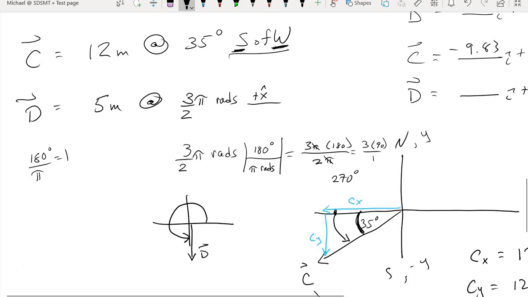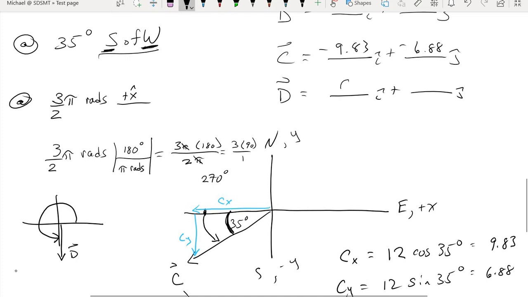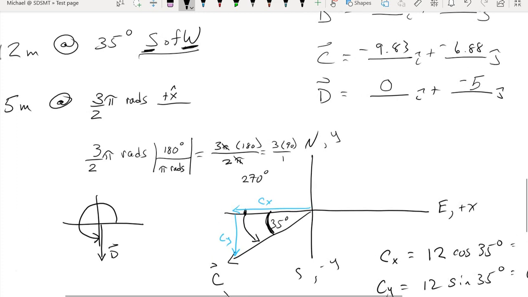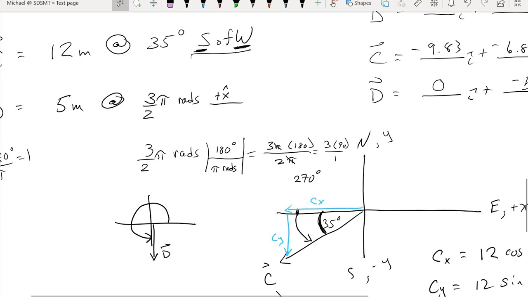So vector D is all in the negative y direction, which means we do not have an x component, and the entire magnitude of that vector has to be in the y direction, but it has to be negative because we're pointing in the negative y direction.